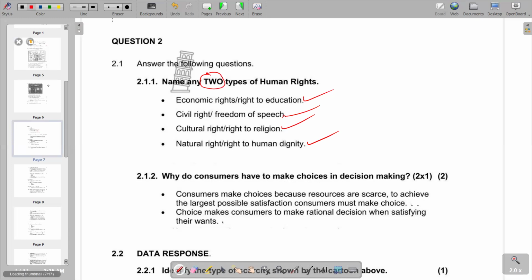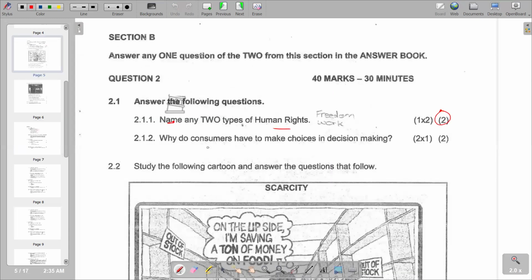So we go to the next part of the question, which is why do consumers have to make choices in decision making? Obviously, making a choice, remember, it's a basic economic problem. You have to make a choice when resources are scarce. When you have got scarce resources, that's when you make a choice so that you can make the best decision in terms of the options that we have.